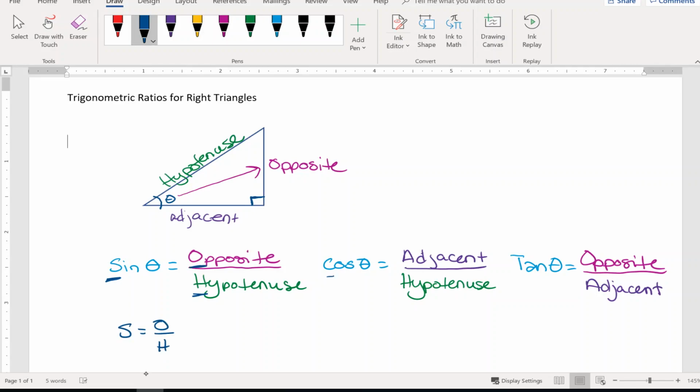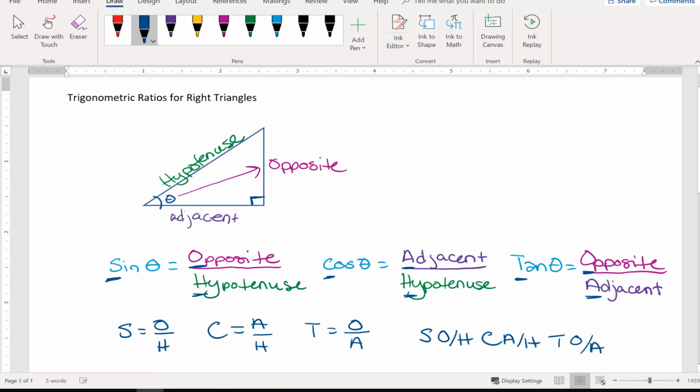And then we have cosine is equal to adjacent over hypotenuse. And tan is equal to opposite over adjacent. And if we put these together, we can say that this is SOHCAHTOA. So here we have sine is opposite over hypotenuse, cosine is adjacent over hypotenuse, and tan is opposite over adjacent, or SOHCAHTOA. So that's one way to remember that.